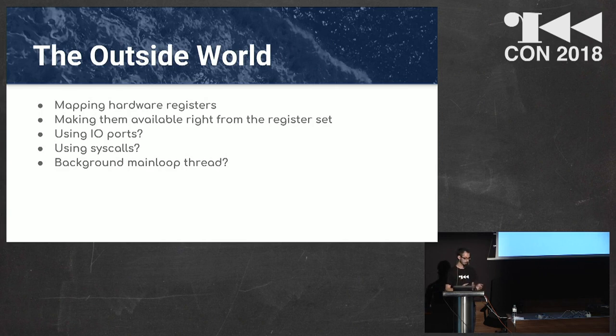How this architecture can speak to the outside world. We can map hardware registers, we can use I/O ports, we can use syscalls. We can also create a background main loop. This means that using the ampersand command, we can run a command in background. And we can execute, for example, one command in loop, which will be running the same block from memory in loop. So it will be taking the current block, dumping it to the sound card, taking it again, and so on.